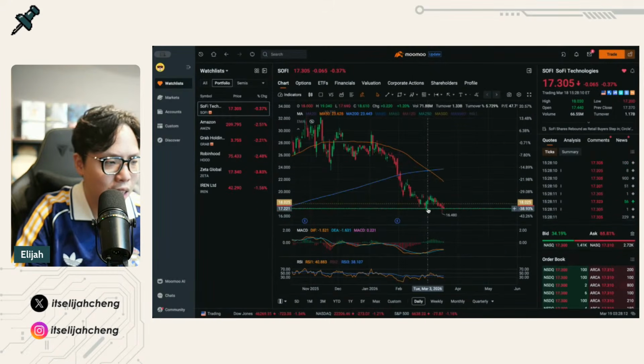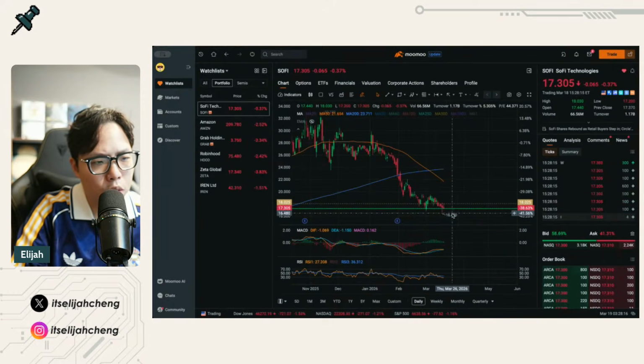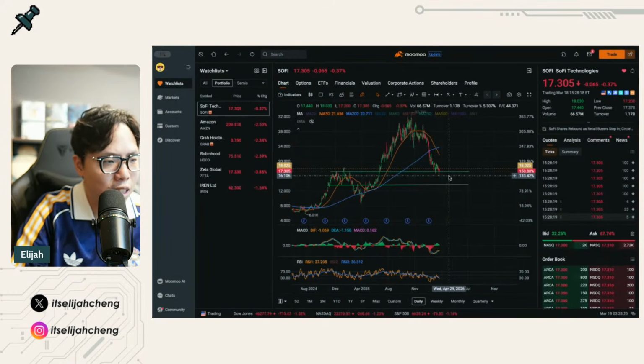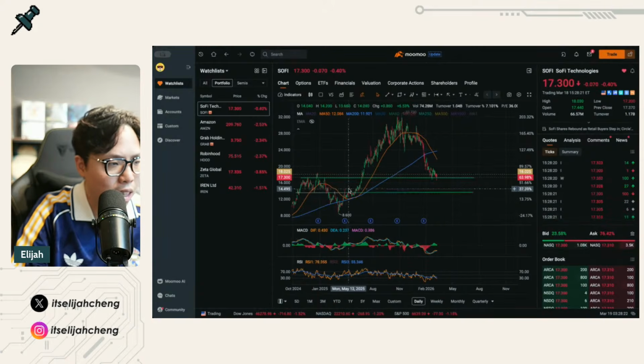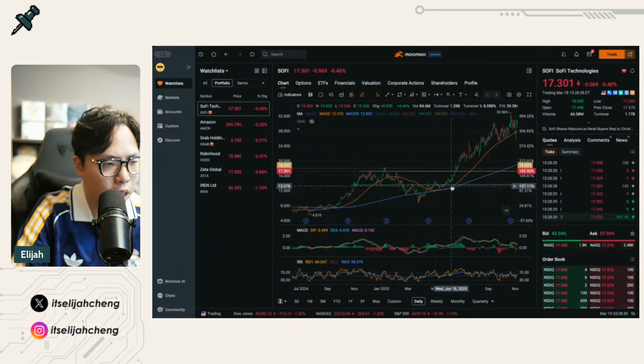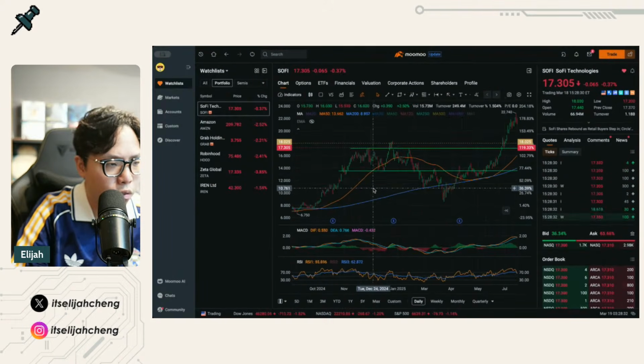This was tested again back in the early parts of March, so it's no surprise that we are seeing this being tested again. If we see this actually break, then in all likelihood we are going all the way down somewhere between 14 to 14.50. I'm not too sure whether the lines are super accurate here, but perhaps around 14 to 14.50.